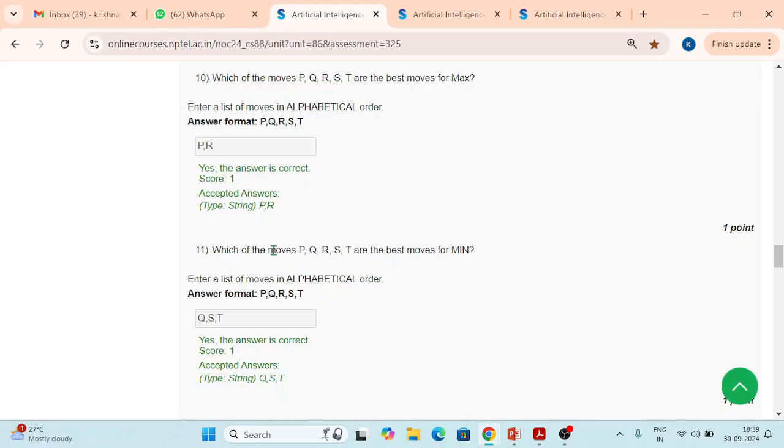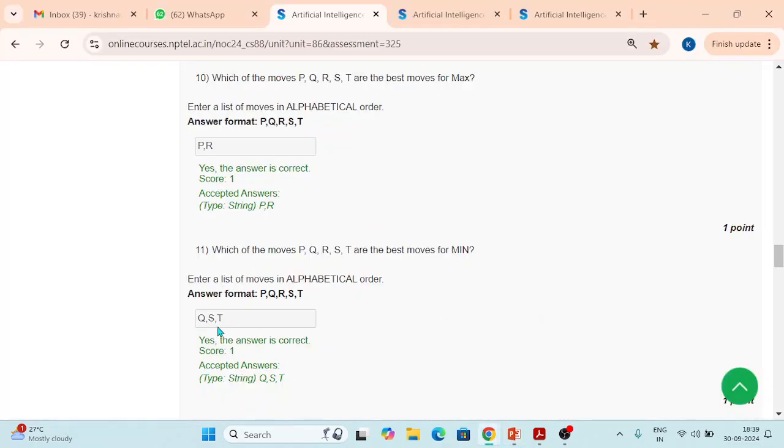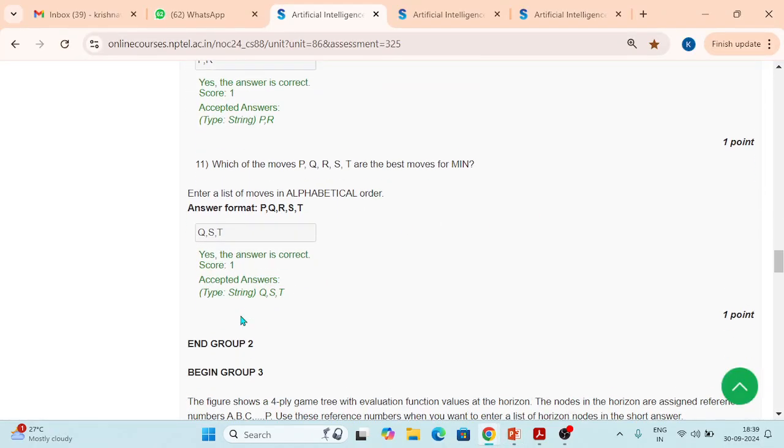Next, which of the moves P, Q, R, S, T are the best moves for minimum? For minimum, the lowest values. So L, we have Q, S, T. So Q, S, T are the best moves for the minimum.